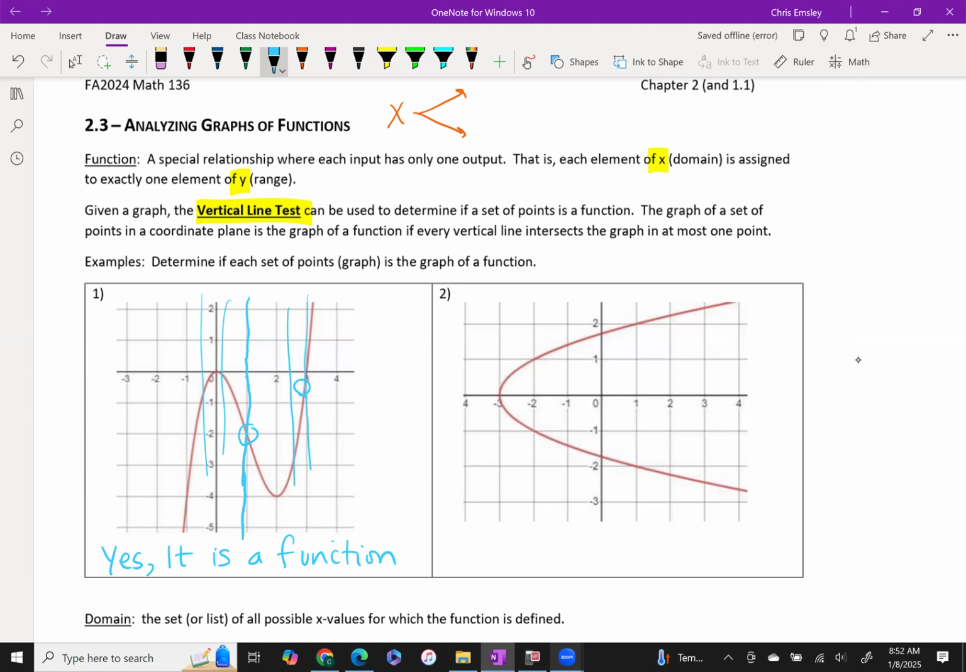But look at example number 2, and you maybe see it right away. If I pick an x value, let's just pick x equals 1 again, just for fun, and I draw a vertical line at x equals 1, notice I touch the graph here and here. So that means the x value, x equals 1, is going to two different y values. That is not allowed for a function, okay? So if you can draw a vertical line anywhere on your graph and it touches more than once, then the answer is no, it is not a function. So that's the vertical line test. It's how we can determine if a graph represents a function or not.